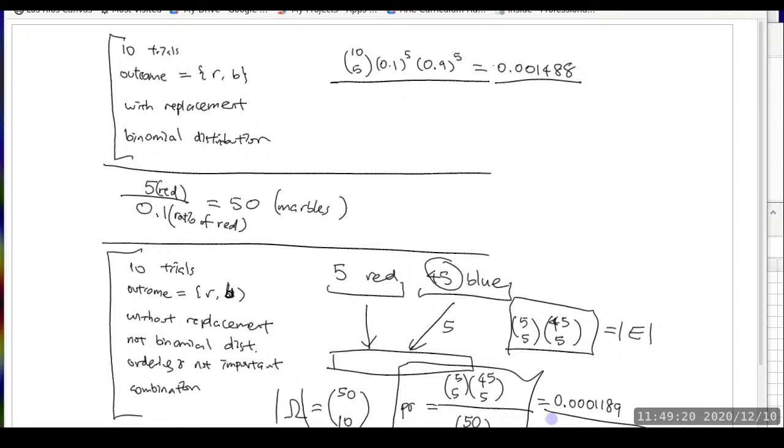And when you look at the realistic one where you only have 50 marbles to begin with, of which 5 are red and 45 are blue, the chances of getting all 5 of the red marbles is actually very, very small. Okay, and that has to do with the fact that once you have chosen a red marble, the chances of getting another red marble is getting smaller. So that's the intuitive way of looking at this.